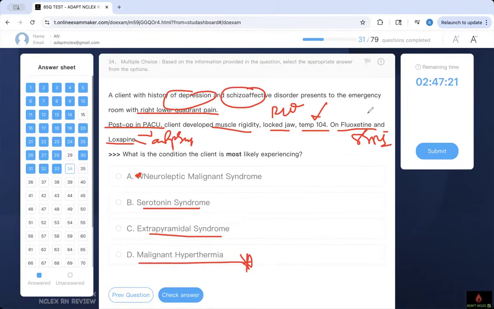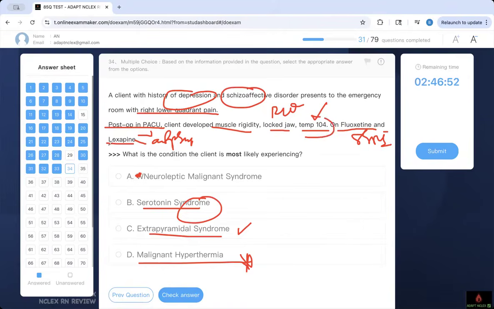I will tell you that the patient does not take any medication, and has no family history. I'll focus on family history. But the presence of an antipsychotic makes me worry. Extrapyramidal syndrome is not it. It's not acute dystonia, akathisia, or Parkinsonism. These are not it. Serotonin syndrome, the temperature is too high to be serotonin syndrome.